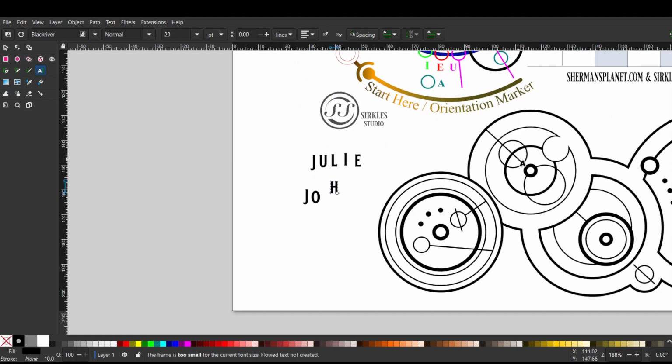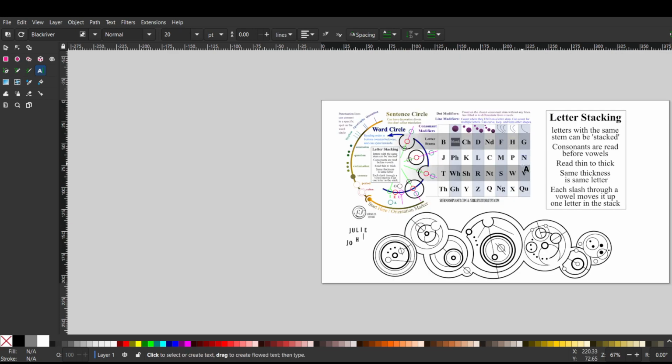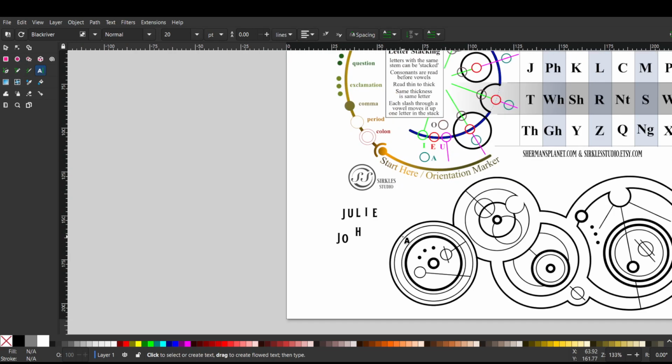And then last but not least, we have this circle inside the word circle, just like the J. Lines that pass through don't count, but 1 line ends on it. So in the 1 line column, that would be an N. So that would be John.